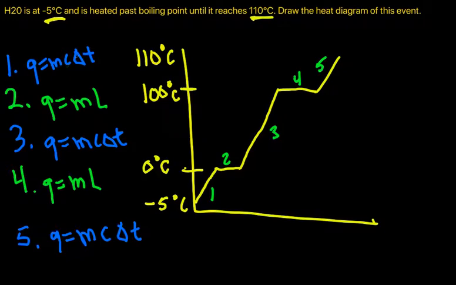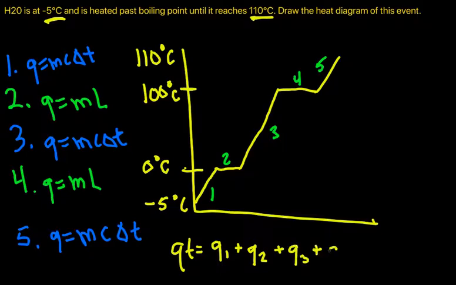Once we find the individual energies for these segments, you'd add them all together to find the total energy. So the Q total, or the QT, is Q1 plus Q2 plus Q3 plus Q4 and finally plus Q5. Doing this is going to be very tedious and repetitive, but it's fairly simple once you get going.